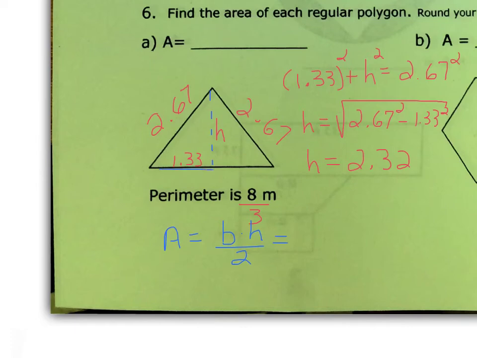So the base is the whole length, which is 2.67. Then the height is what we have from a squared plus b squared equals c squared, and then divided by 2. So let's multiply that and divide it by 2. And your answer is 3.09. And to the tenths place, that would be 3.1. So then the area is 3.1 to the nearest tenth. And the unit of measure is meters, so it's square meters.